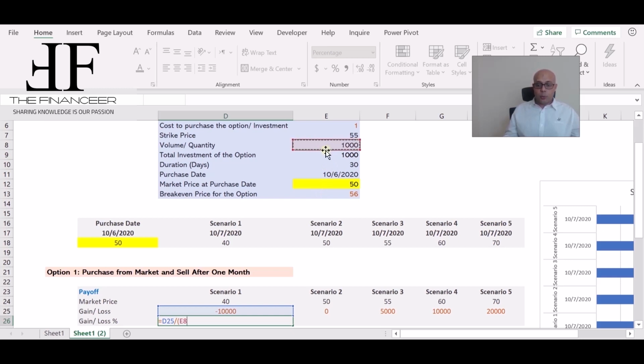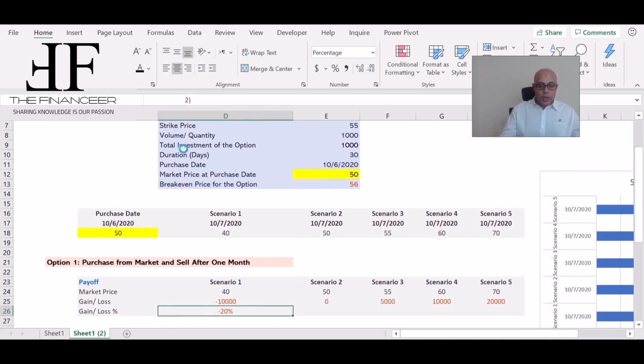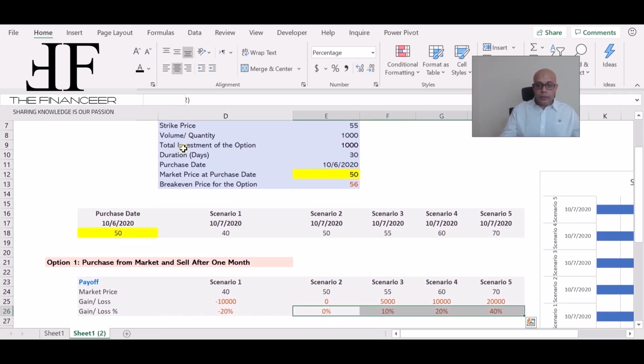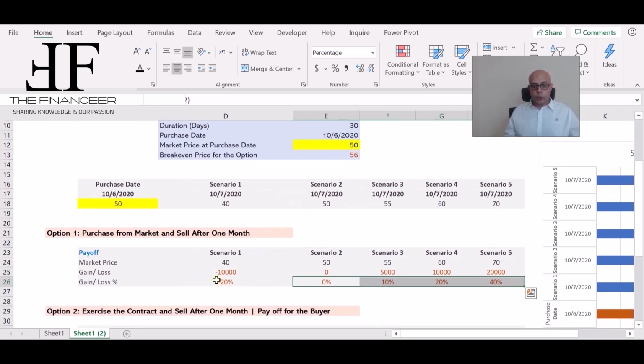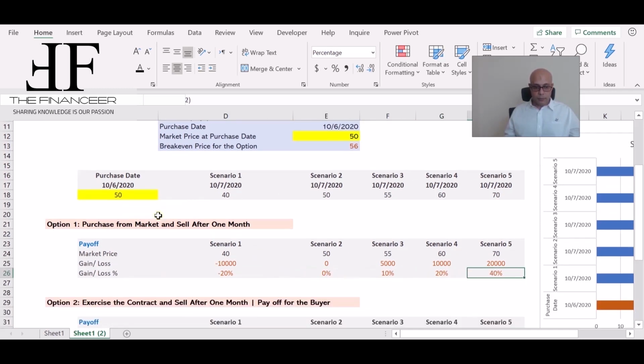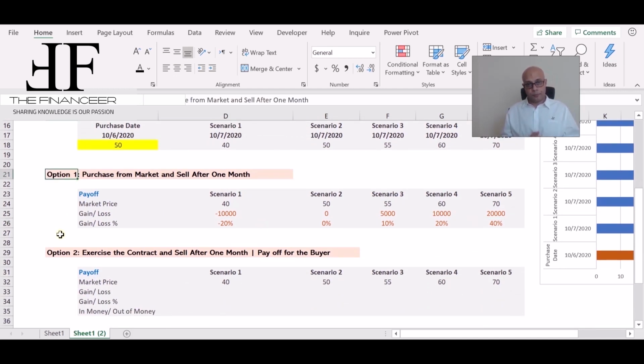So you purchased 1,000 shares and you paid initially $50,000. So this will be the total investment that you paid in the beginning in order to acquire this stock. Now you are going to take this formula and go to the right, and you will find that this is the percentage of your income, gain and loss relative to your investment. So this is the first scenario.